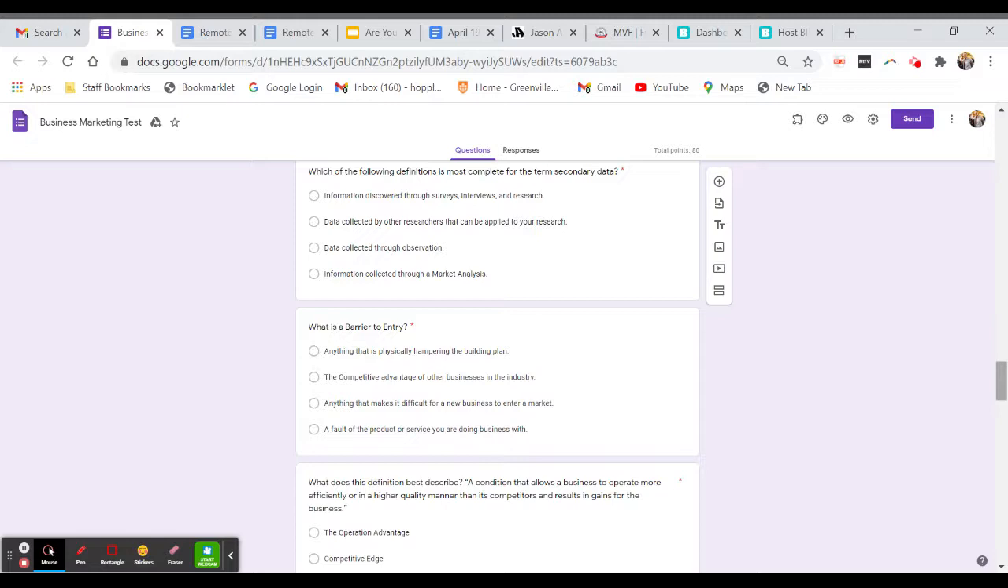Which of the following definitions is most complete for the term secondary data? Information discovered through surveys, interviews, and research. Data collected by other researchers that can be applied to your research. Data collected through observation, or information collected through a market analysis.